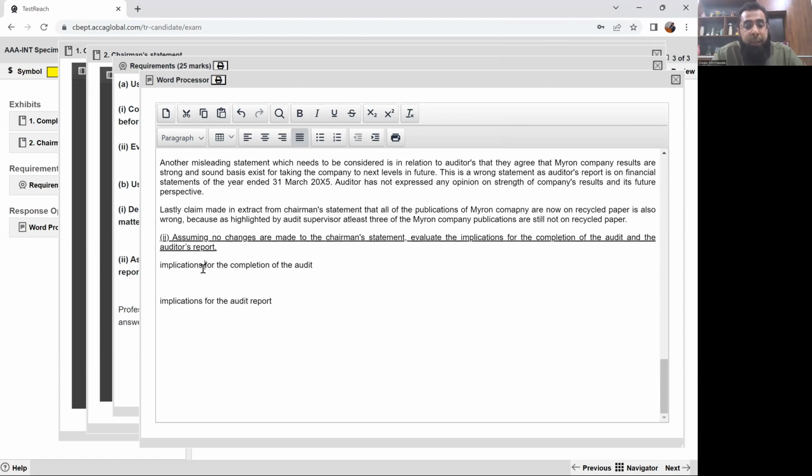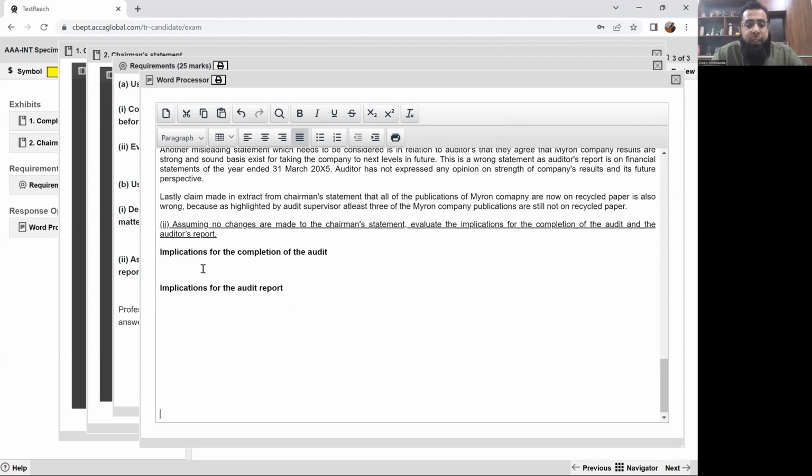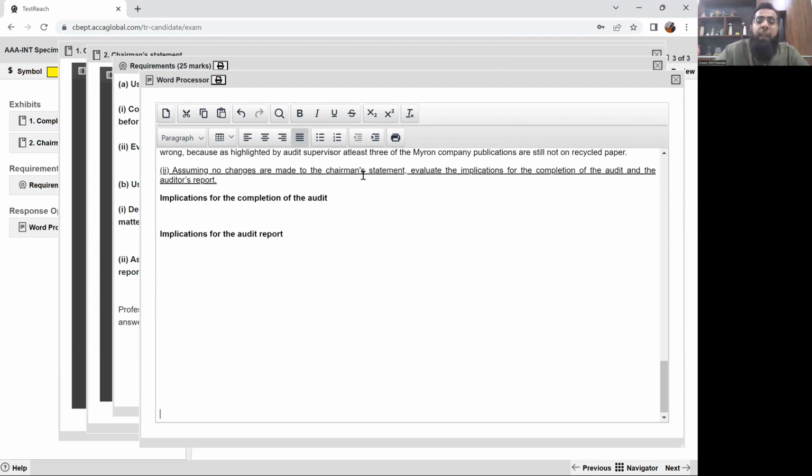If you read the requirement clearly, he asked us 2 things. Again, giving subheadings is not necessary. If you give, it's good. If you don't give, then also it is acceptable. So assuming that no changes are made to the chairman's statement, evaluate the implications for the completion of the audit. Now, implications for the completion of the audit means what will be the steps or what will be the impact on the completion phase, and what are the implications for the auditor report.